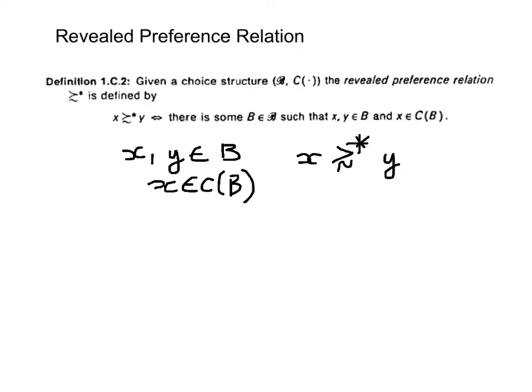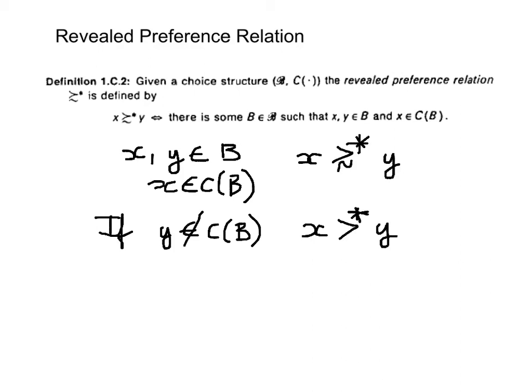But if it's not chosen, so if Y was available but Y is not in C of B, then we can say something a little stronger. We say that X has been revealed preferred to Y. The textbook Mas-Colell, Whinston, and Green does not use this notation, but we see no reason that we would not be able to write it that way, the strict preference relation with a little star.